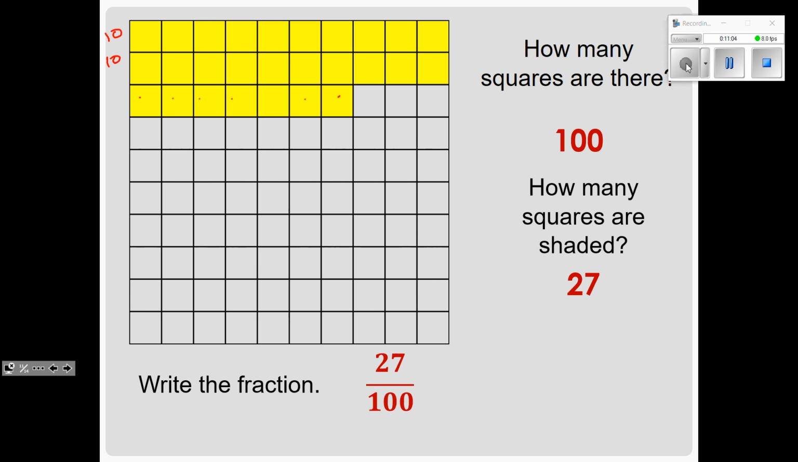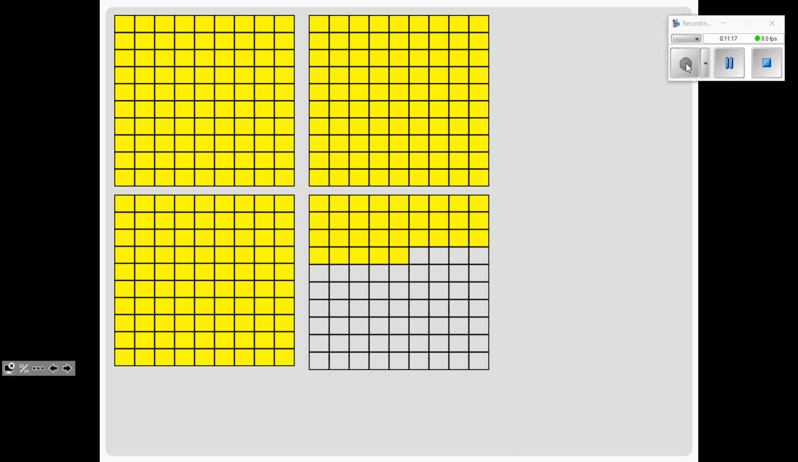That cannot be simplified. 27 hundredths reads the same way as a decimal, which would be 0.27. And to convert it to a percent, you simply move the decimal over 2 places, and it would be 27%.